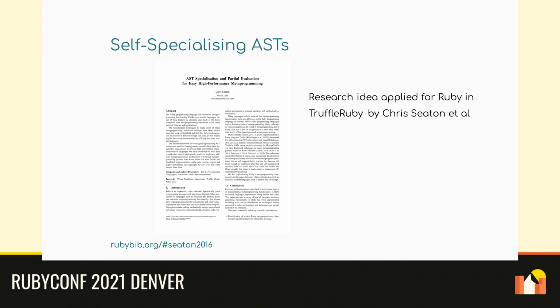Self-specializing ASTs. This is an idea that programs should specialize themselves as they're running, so they replace little parts of themselves with more efficient versions as the program is running. And this is an idea being applied for Ruby in TruffleRuby by myself and the rest of the TruffleRuby team at Oracle and Shopify. You can see the paper here for this on rubybib.org.